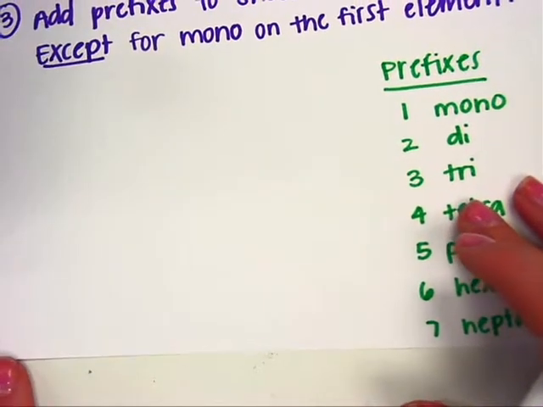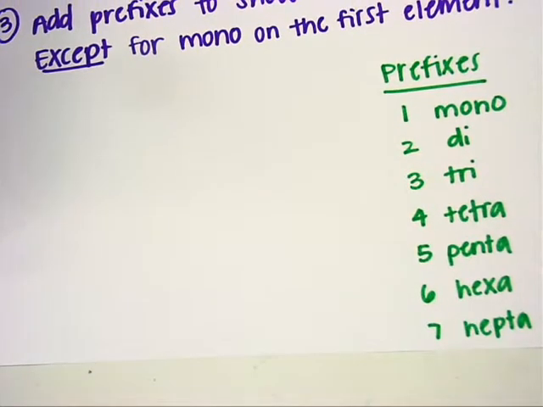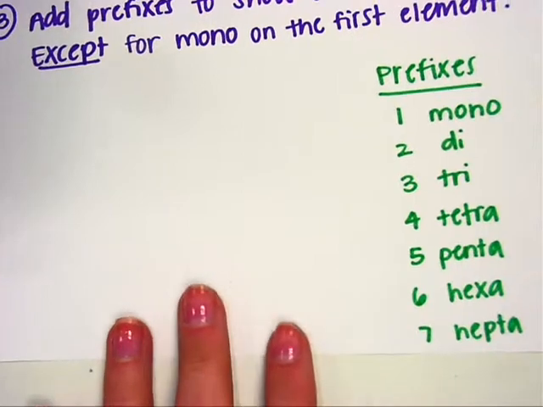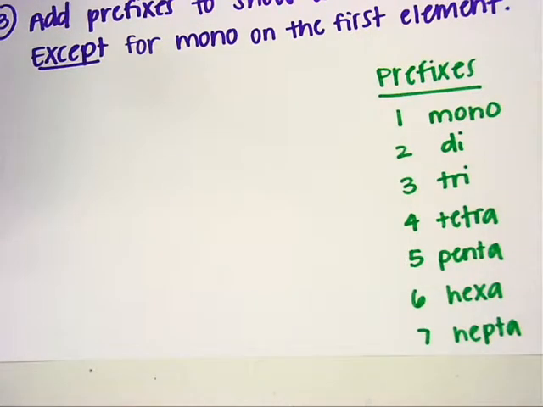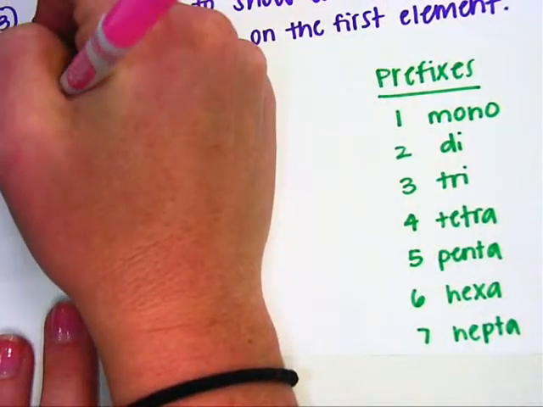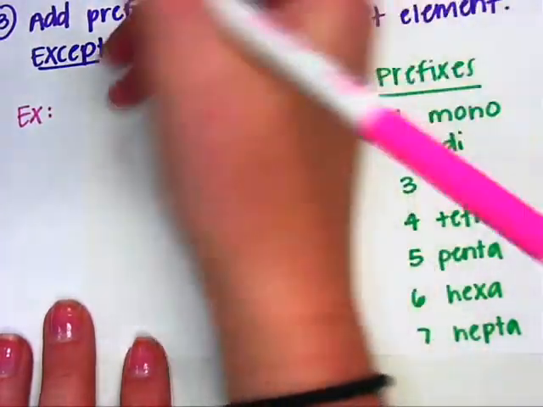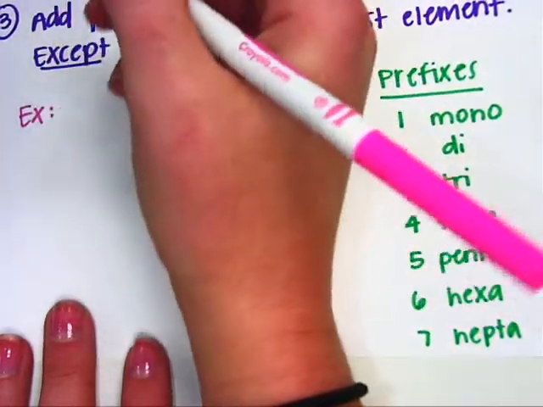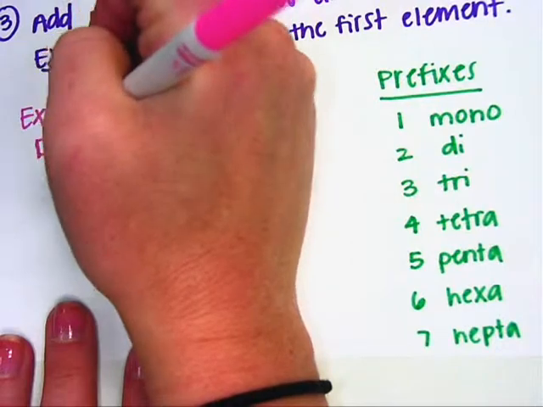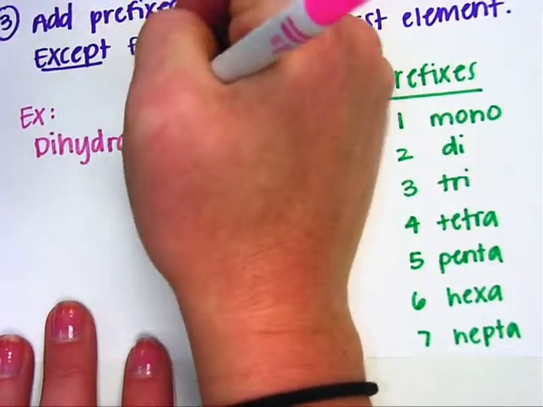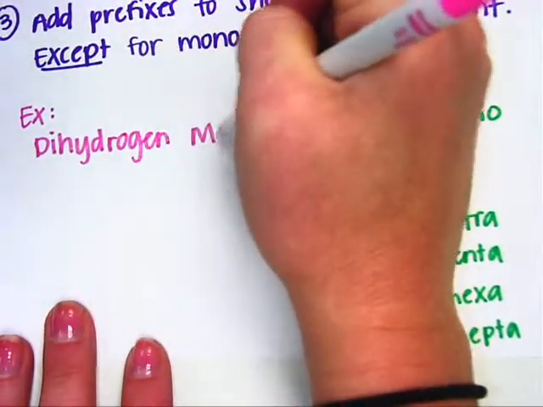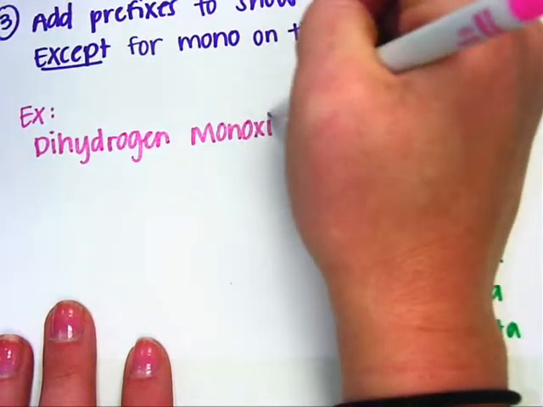So here's a list of the prefixes, some of them. They go up higher than that, like octa means 8, nona means 9, etc. But we're going to do some examples. So the first example is going to be one that you know very well, but probably don't know of in this way. And it is for dihydrogen monoxide. And we're going to figure out what it is.